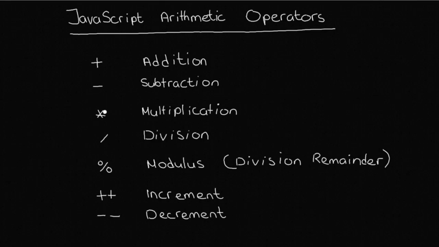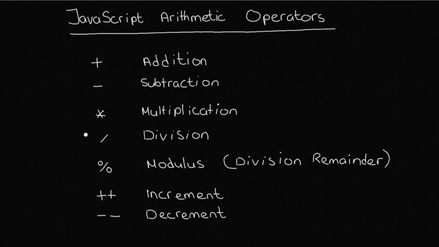The only thing to keep in mind with this is rather than using an x to multiply two numbers, like 5 multiplied by 5, we wouldn't actually be able to do this. We'd have to do something like 5 and then this little star, or we can call it an asterisk, 5. So this here would be our solution to multiply two numbers.